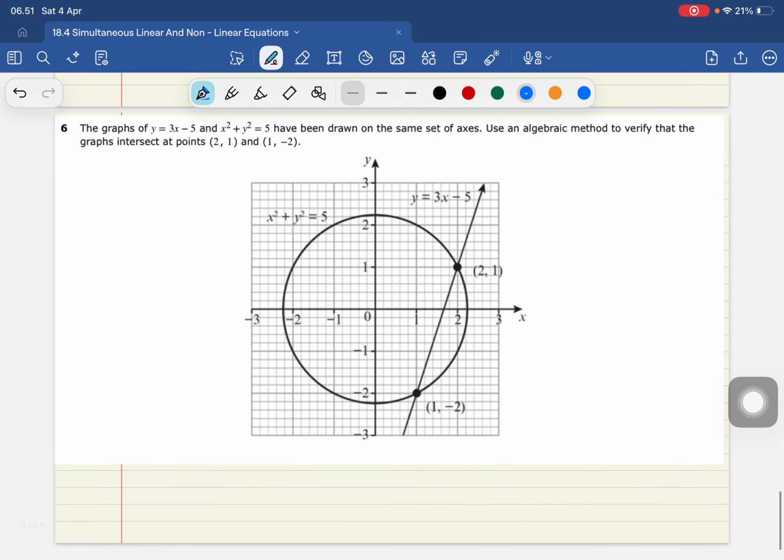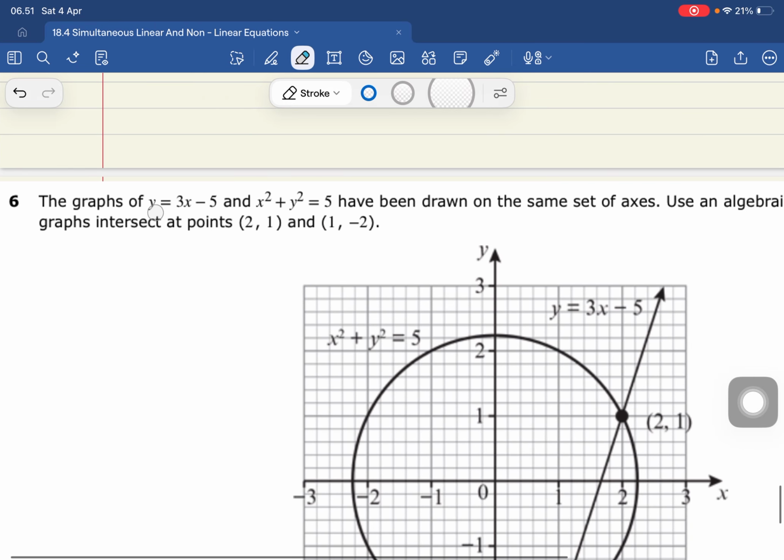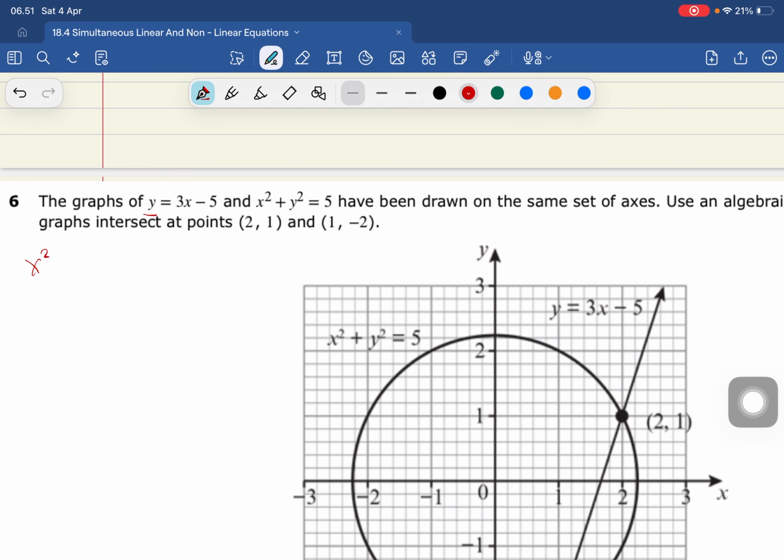Okay, last question. So the graph has been drawn. Use algebraic method to verify the graph point. Okay, let's use it. So I will write it here. So this is y. We can just substitute it into x squared plus y, which is 3x minus 5 squared equal to 5. So this is x squared plus 9x squared minus 30x plus 25. Gonna be 10x squared minus 30x plus 25.